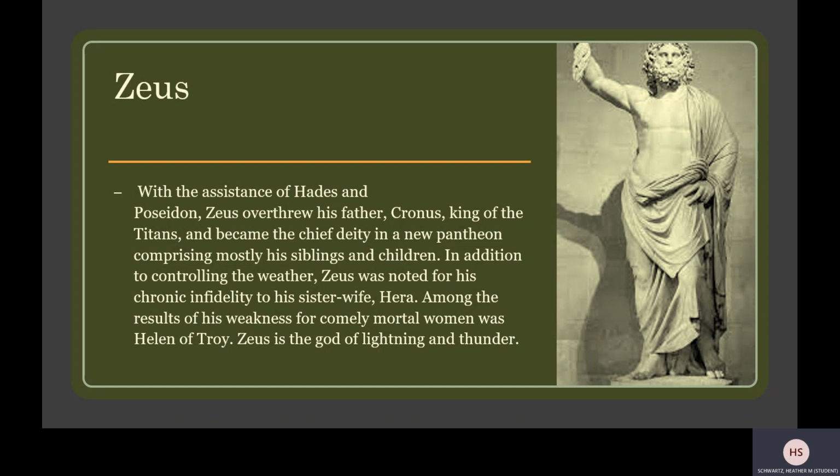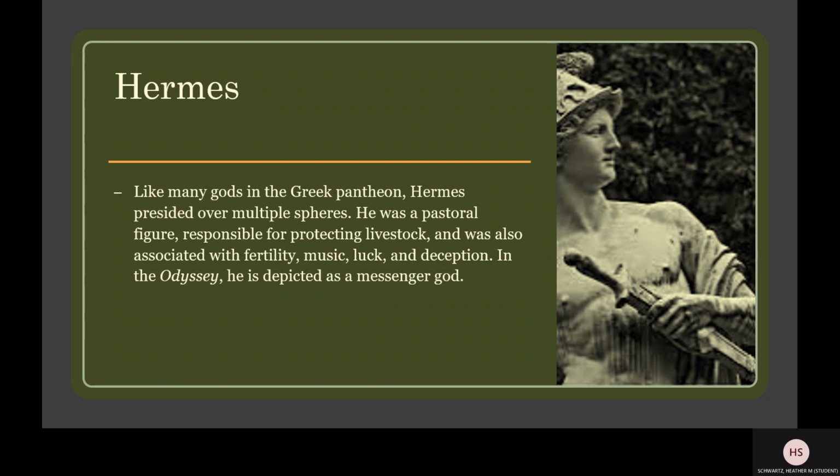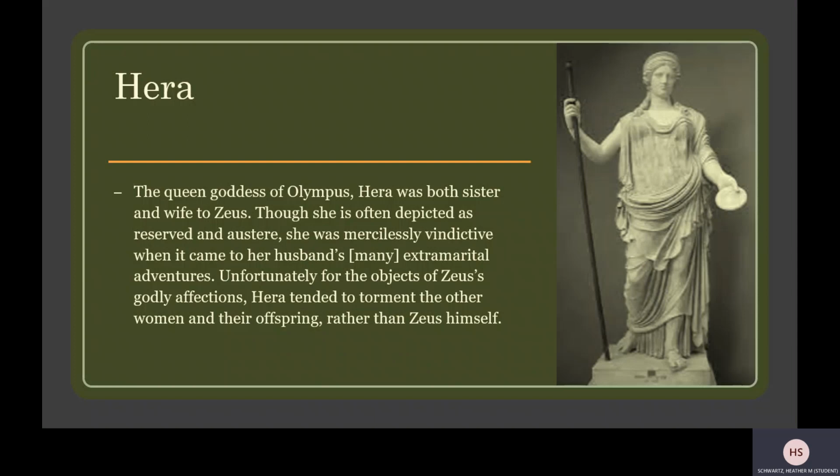This is Zeus. He is the god of lightning and thunder and the ruler of Olympus. This is Poseidon, and he is god of the seas. Hermes, the messenger god. Hera, the goddess of marriage. Hades, god of the dead.